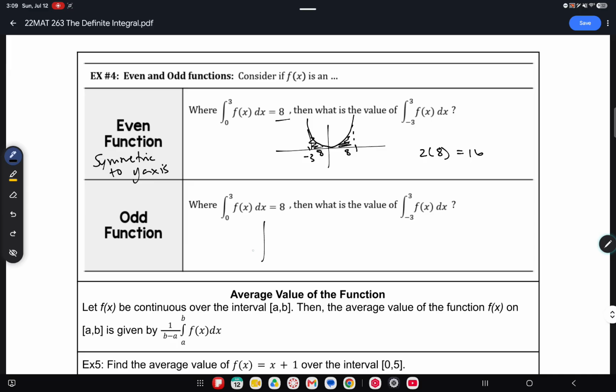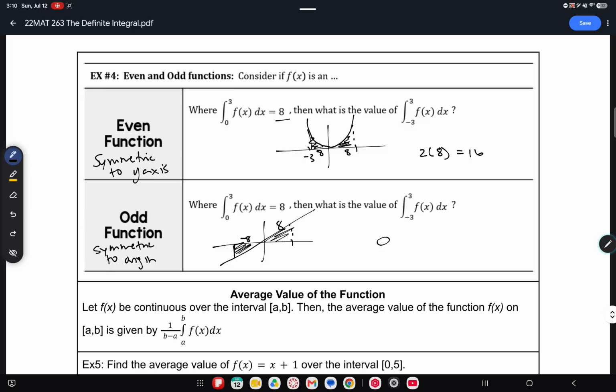Now odd functions, the odd function I think of is y equals x. They are symmetric to the origin, right? So if I go from 0 to 3, saying that area is still 8, and then I want to go to negative 3 here, it's actually going to be negative 8, right? It's going to be the same, just in the opposite part. So actually the area will be 0 here.